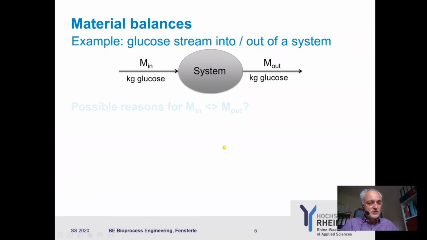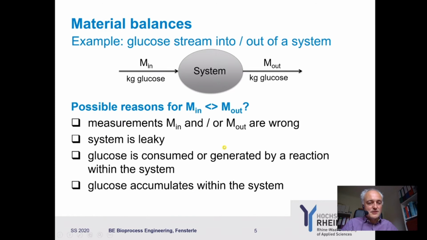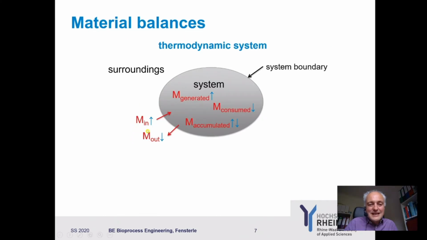Okay. This is what we have talked about, possible reasons. Of course, consumption by a reaction within the system is what we want to see, but this is not necessarily the reason for it. In more general terms, if we put mass into the system, the mass of this compound, or the total mass, will increase. If we take mass out, it will decrease. If the mass accumulates, then of course it will either increase or decrease depending on what's happening. If the mass is consumed, it will decrease. And if the mass is generated, it will increase.